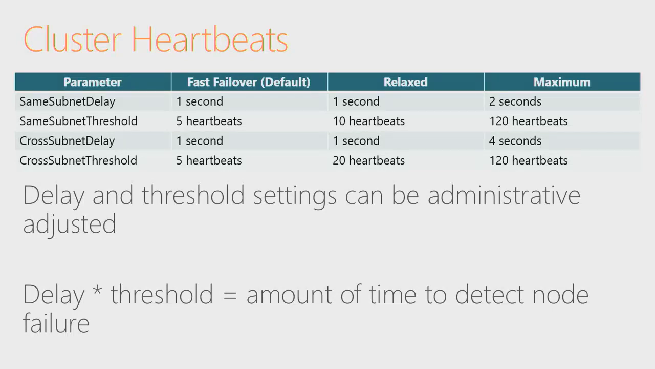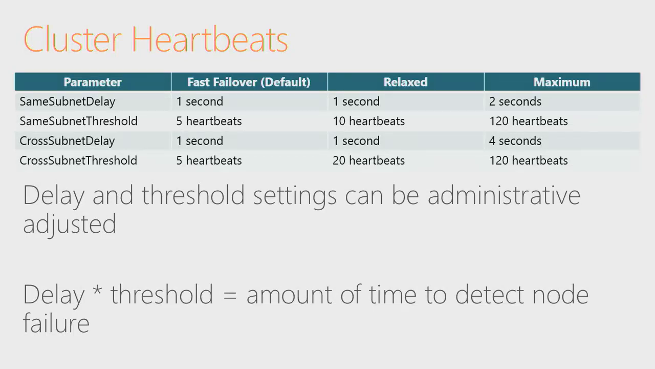And as you can see here, we have a same subnet delay, a cross subnet delay, a same subnet threshold, and a cross subnet threshold. Your delays, any delay value you're looking at here, is the number of seconds that must expire when a heartbeat is not responded to before that heartbeat is considered dead, right? So what we're looking at here is we're saying, in the fast failover scenario, that if a heartbeat's not acknowledged in 1 second, that heartbeat's considered dead. It's considered lost, right? In the relaxed, if you want to follow a relaxed approach, you're still using 1 second, and a maximum of up to 2 seconds is what we're recommending.